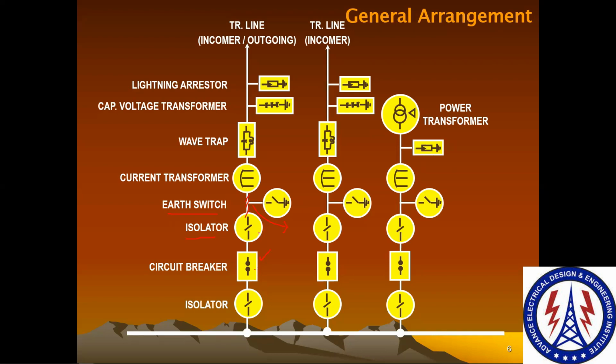Then we have this isolator. Simply, we call it a NO switch, which helps us isolate two different parts of the system. So for that reason, we provide the isolator. Then we have a circuit breaker. As we already know, we use it to trip the system whenever there is an unhealthy condition in the system. Then isolator. So this is how we provide the equipment in the system.